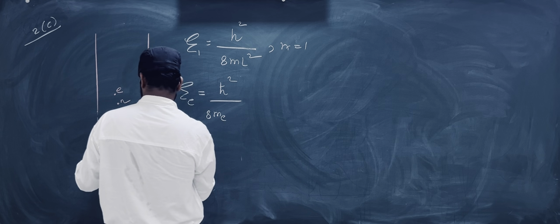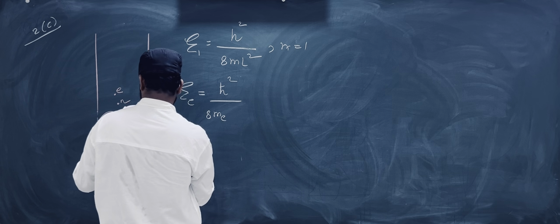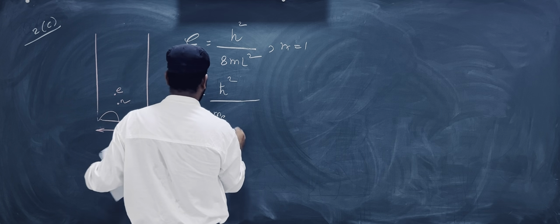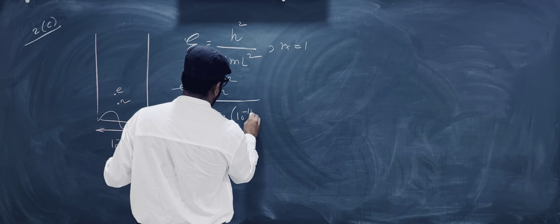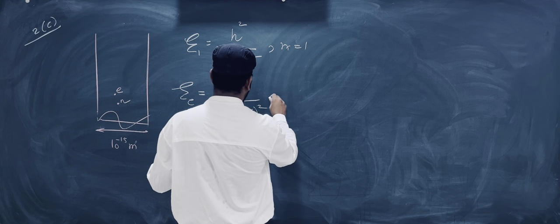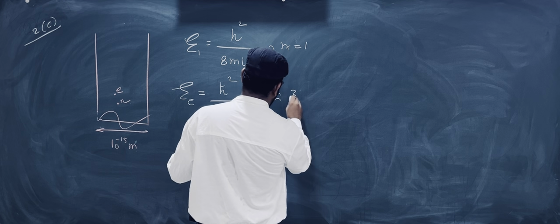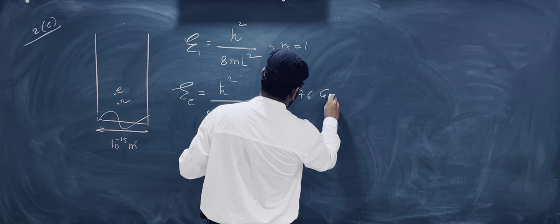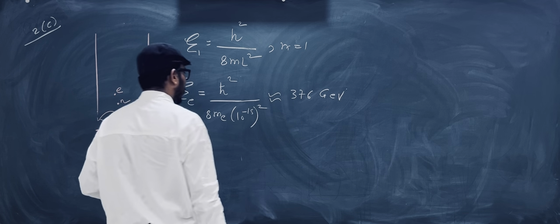So for the electron, the first part is with L equal to 10 to the power minus 15 squared. If we put all the values here, we will find it to be around 376 giga electron volts. This will be the energy for the electron.